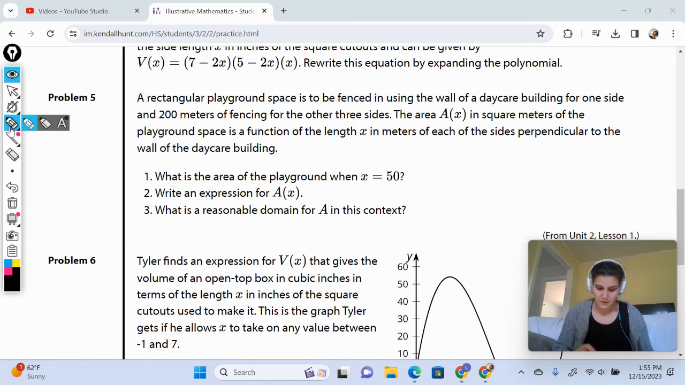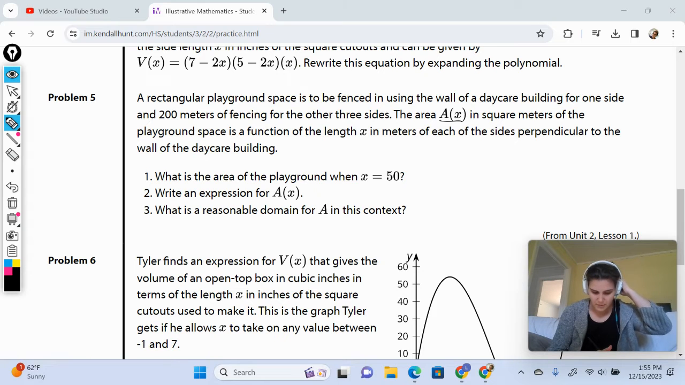All right, problem number 5. A rectangular playground space is to be fenced in using the walls of a daycare building for one side and 200 meters of fencing for the other 3 sides. The area, A of x, in square meters of the playground space is a function of the length x in meters of each of the sides perpendicular to the wall of the daycare building. What is the area of the daycare building when x equals 50?